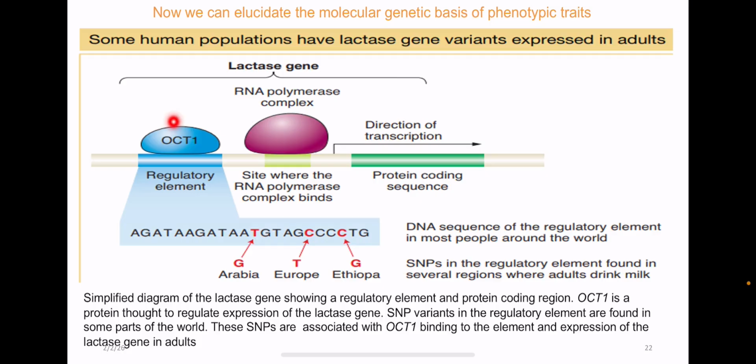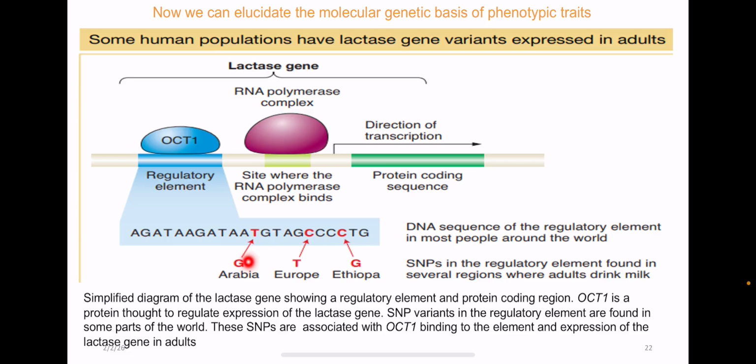So let's look at the regulatory element, and not the coding region. The protein coding sequence of the lactase gene is largely the same in everyone. But the difference between those who are lactase persistent and those who are lactose intolerant is in the regulatory DNA element upstream of the gene. So if you look at this blue regulatory element, you realize in different populations they have different sequences. It will be like an SNP, just a single nucleotide polymorphism.